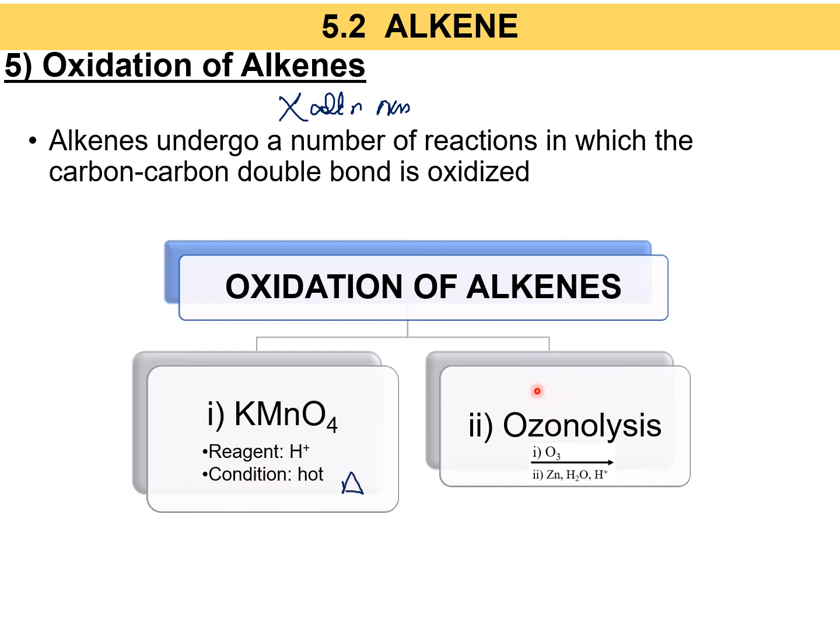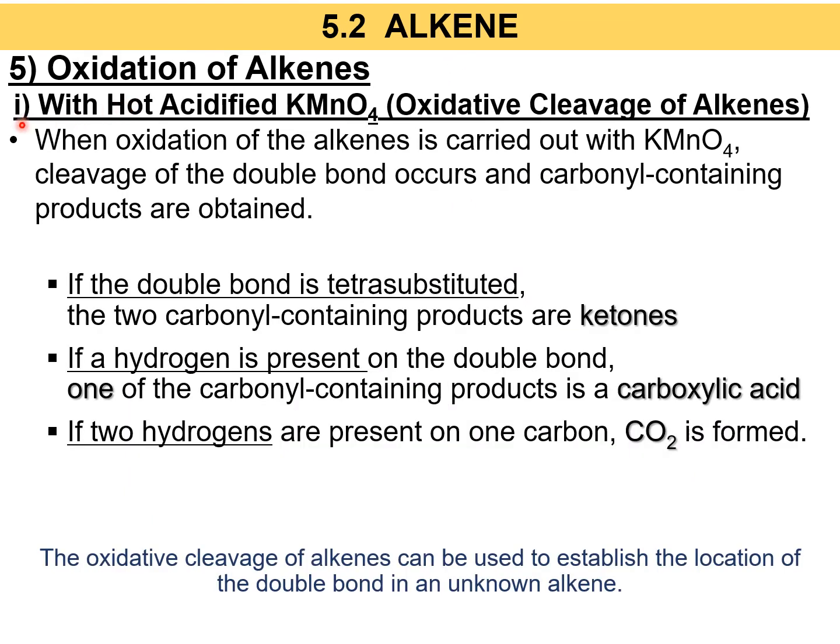Yang kedua ialah ozonolysis, di mana kita akan melibatkan dua step. The first step is we are using the reagent O3, ozone. Yang kedua kita akan gunakan reagent zinc, H2O and H+. Let's go through the first step of oxidation of alkenes yang di mana dia gunakan reagent KMnO4, which is hot acidified KMnO4 lah. Di mana kat sini kita akan buat oxidative cleavage of alkenes.